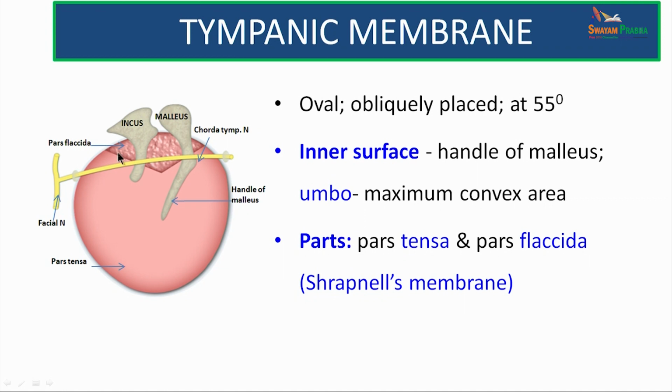This is because the tympanic membrane is attached through a sulcus, which is deficient at one end, at the upper end, where there are anterior and posterior malleolar folds which come towards the malleus and get attached. So, by this region it creates a tense pars tensa and a flaccid pars flaccida.